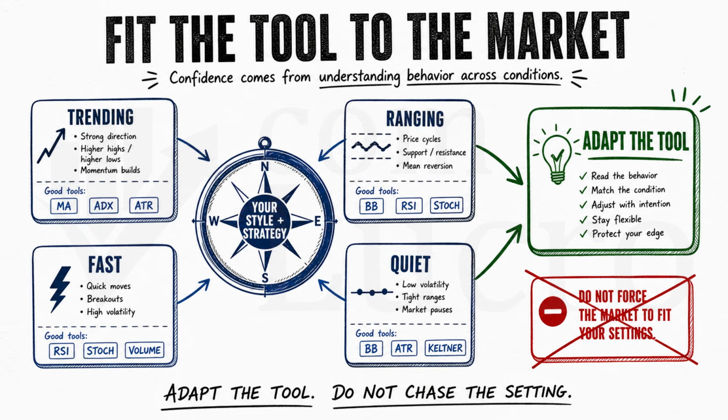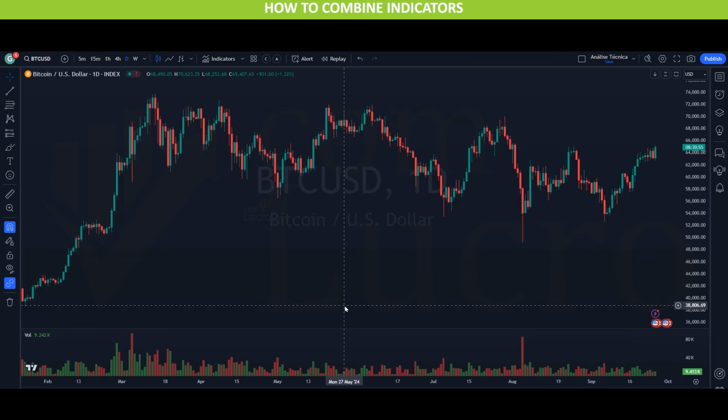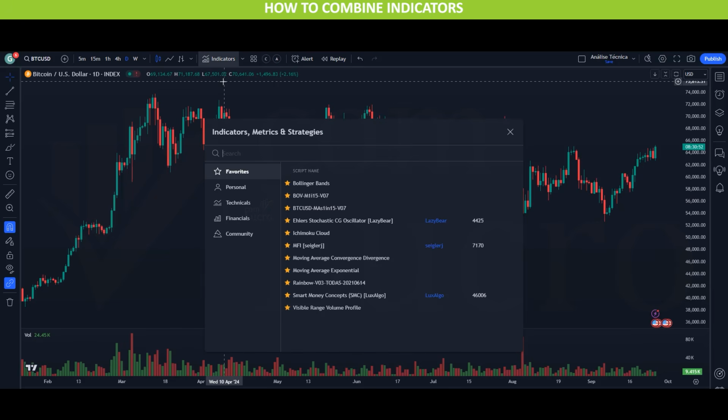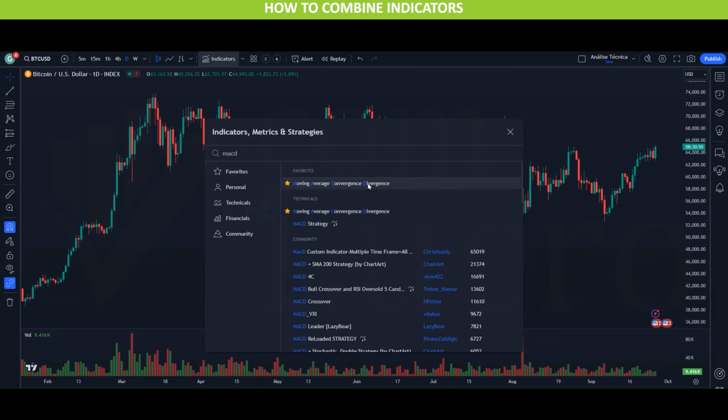In the end, the right indicator is the one that fits your style and your strategy, while giving you the information you need to decide with confidence. Once you understand how each tool behaves, you can adapt it to different market conditions, instead of hoping the market will fit your settings. Now that we've covered how to choose, let's move on to something more powerful: combining indicators.